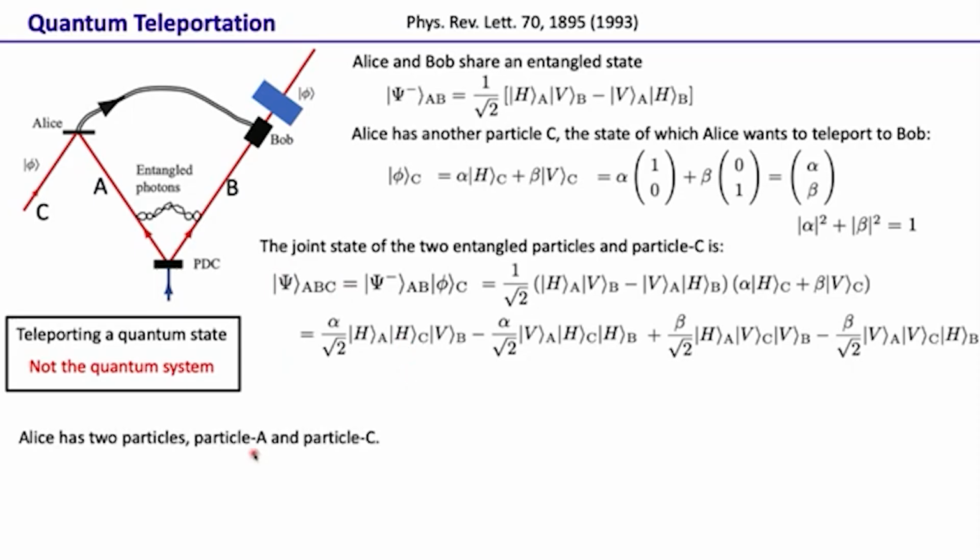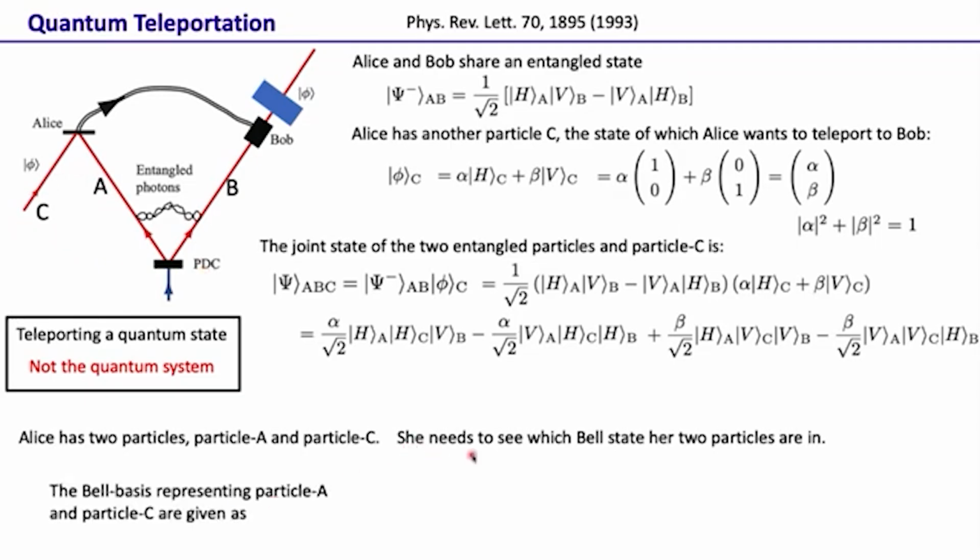So now the situation is Alice has two particles, particle A and particle C. And in the teleportation scheme, next Alice needs to find out which Bell state her two particles are in. That means what is the Bell state that the joint state of these two particles A and C is in. So that is the Bell state measurement Alice now needs to make.